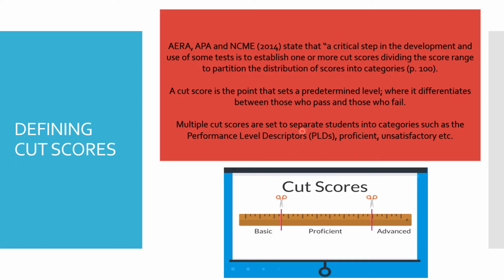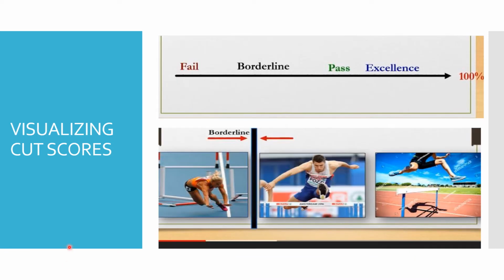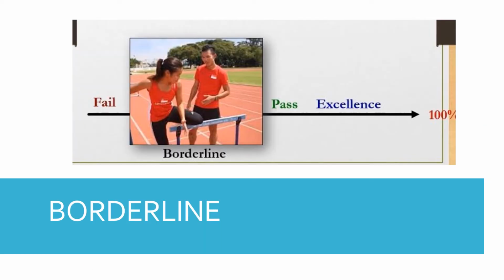So a cut score is the point that sets some predetermined level where it differentiates between those who pass and those who fail. So if we want to visualize a cut score, for example, we can take this race or this hurdle. Here, in this picture, the person would have failed this exercise, and here at the borderline, the person didn't pass or didn't fail. If we look here, you can see this person passes, goes over the hurdle, and the excellent person is way above that hurdle. So this was just a little closer look into what borderline really looks like.